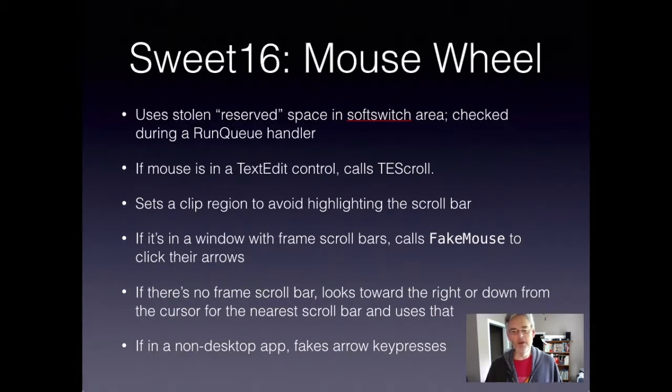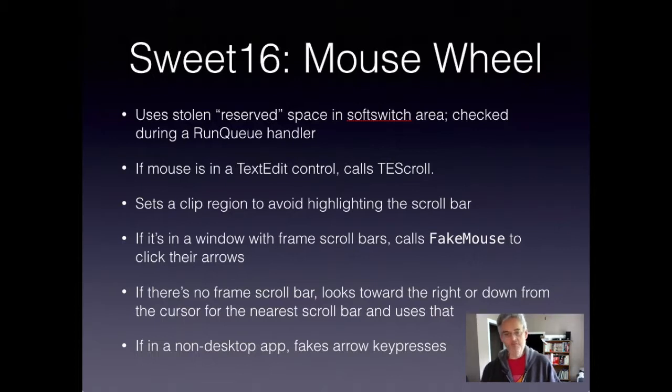If the mouse is in a window that has framed scroll bars, then it just calls fake mouse to click the arrows in the scroll bar. Now, because I've set a clip region to clip out the scroll bar, you don't see those arrows highlight. So it's a very smooth operation. I mean, it looks much better than it would if these things were constantly flickering as you scrolled.